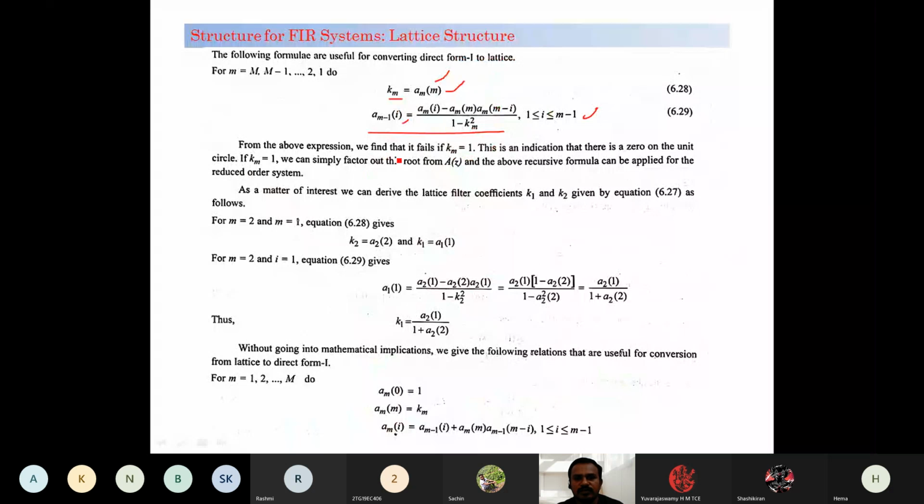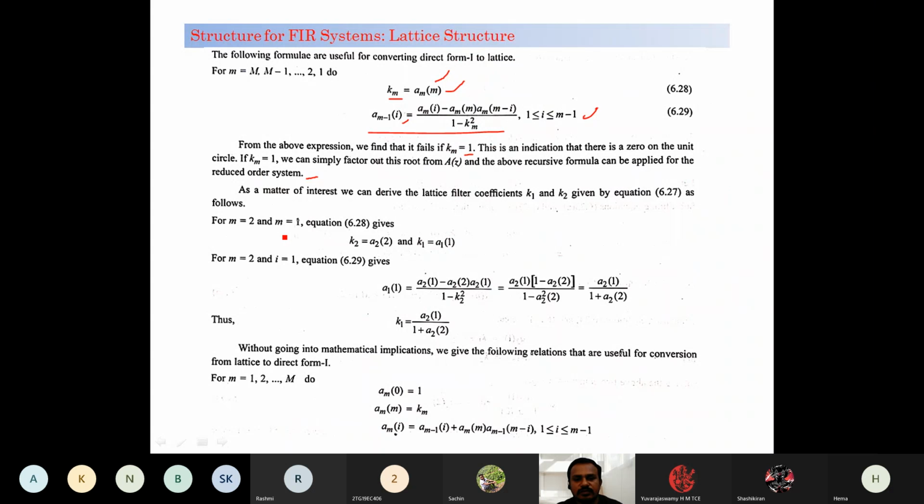From the above expression, we find that it fails if k m is equal to 1. This is an indication that there is a zero on the unit circle. If k m is 1, we can simply factor out this root from A of z, and the above recursive formula can be applied for the reduced order system.